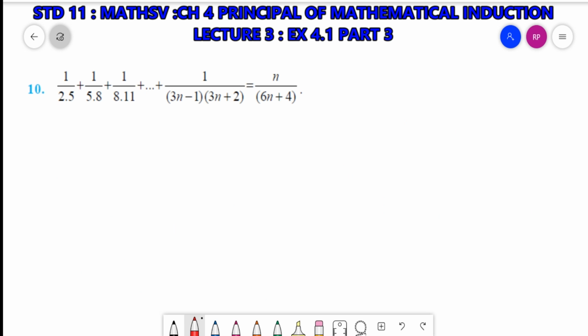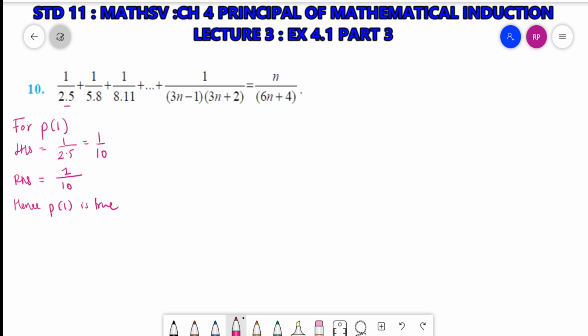Okay. So now let's take for p of 1. For p of 1, so 3 into 1 minus 1, that is 2. 3 into 1, 3 plus 2, 5. So the first LHS is equal to 1 upon 2 into 5, that is equal to 1 upon 10. RHS, that will be equal to n upon 6n plus 4, means 6 into 1, 6 plus 4, 10. So see here, LHS is equal to RHS, hence P of 1 is true.